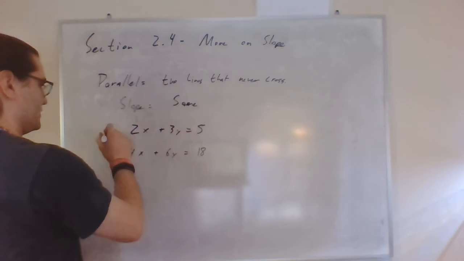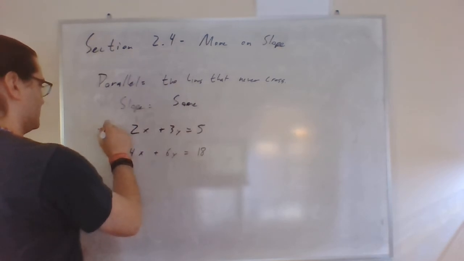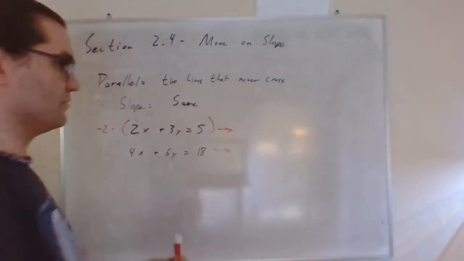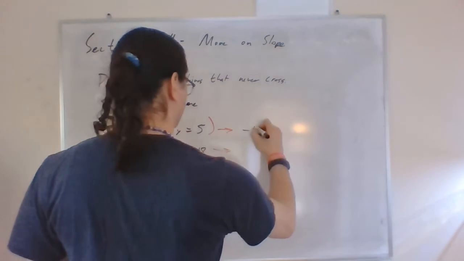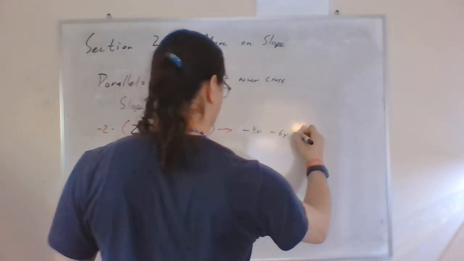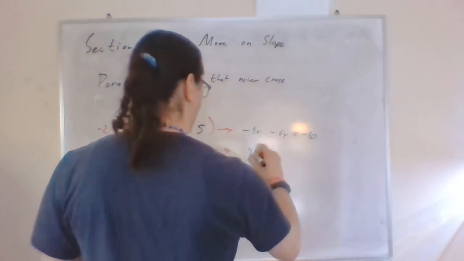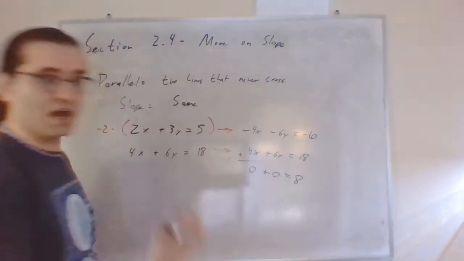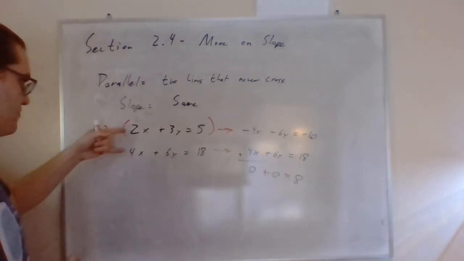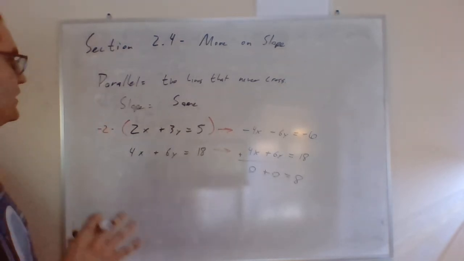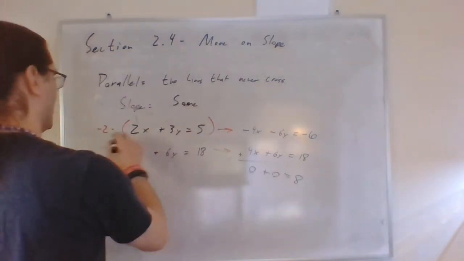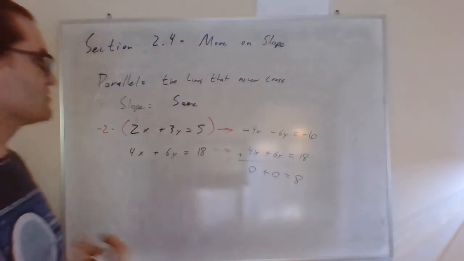If we do elimination here, we can multiply this by -2 and keep this one the same. That will give us -4x minus 6y equals -10, and this is 4x plus 6y equals 18. If you add these two equations together, you get 0 plus 0 equals 8, which is obviously not true. These lines are parallel. In terms of the actual slope, we can look at what's going on by converting these into slope-intercept form.